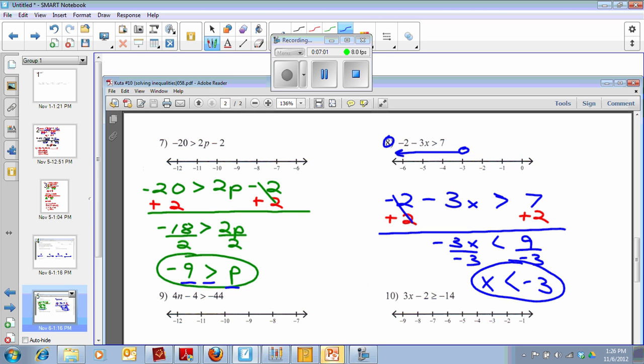So remember, I don't want to include the -9, so I'm going to have an open circle. And I want all my solutions, all the possible numbers that I could put in place of p, to be less than -9. So I graph that in the less than direction.